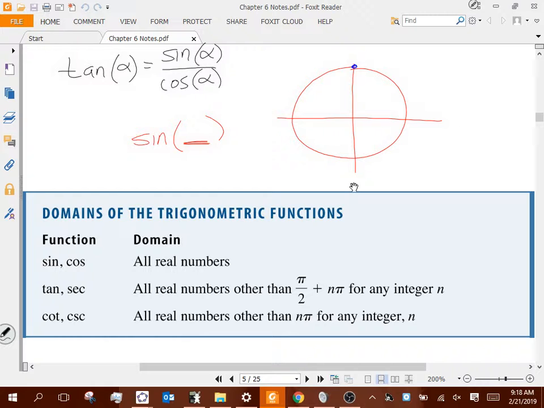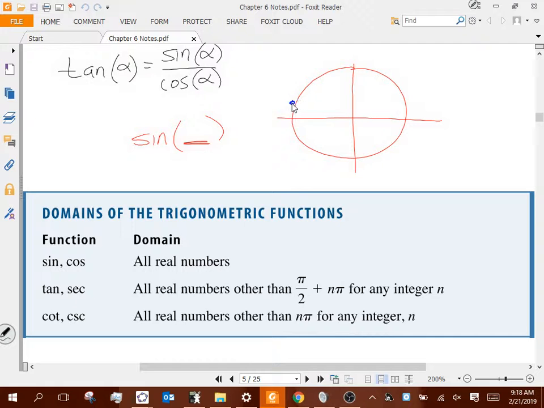Let me move. My tablet's not working today, so I don't want to keep walking back and forth. So let me move my stuff up here real quick. All right, so pi/2 is going to be my first place that I have an issue with tangent.